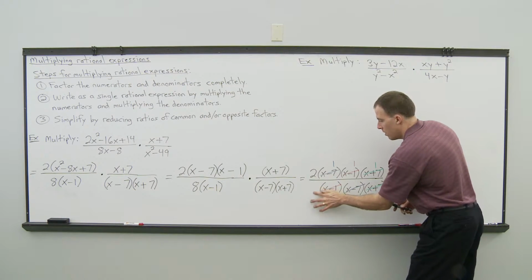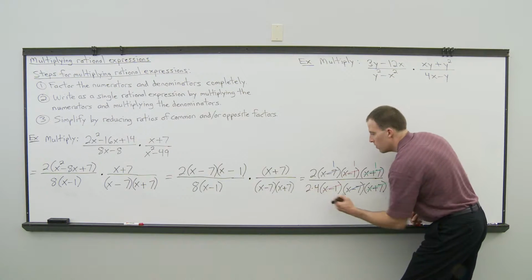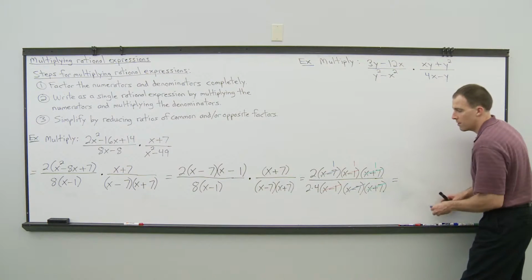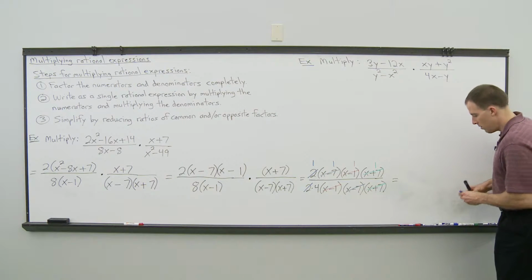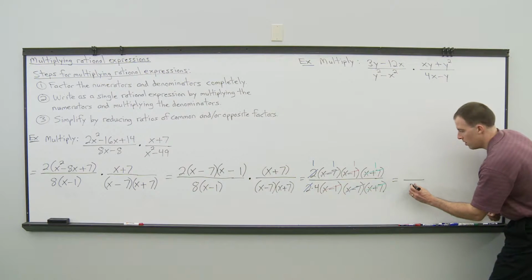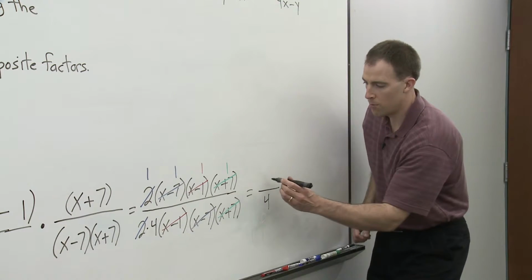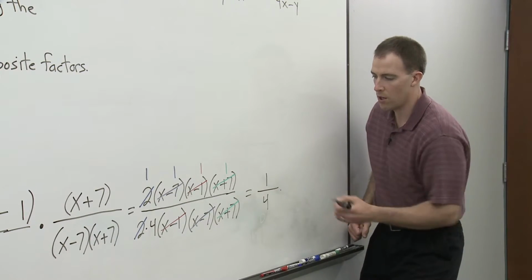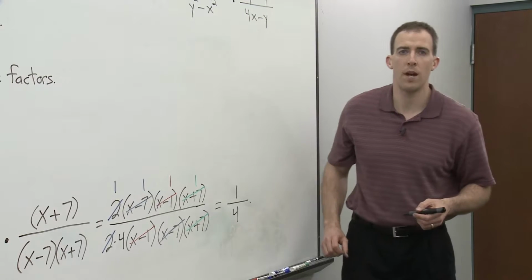So instead of leaving it as 8, it might be helpful to write 8 as 2 times 4, or think of 8 as 2 times 4. And then we can simply reduce 2 divided by 2, which is 1. So for our final answer, we have a 4 in the denominator, and then just a bunch of 1s being multiplied together in the numerator, which is 1. So the final result is 1/4. That's the simplified answer for the product of those two rational expressions.